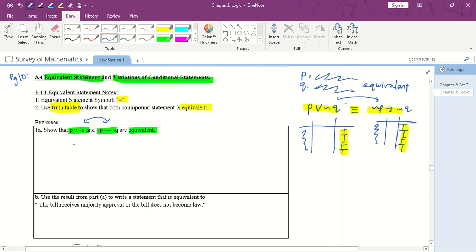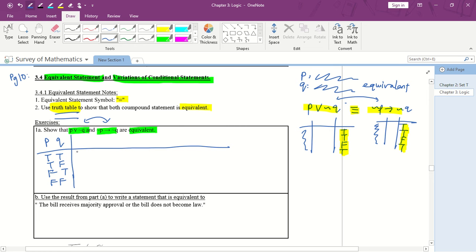So how are we going to show it? We use a truth table, as stated in the notes here. We need to create a truth table again, and you know how to do it. If you don't know how, feel free to go back to my part 3 video. We have P, Q, and of course true true, true false, false true, and false false.